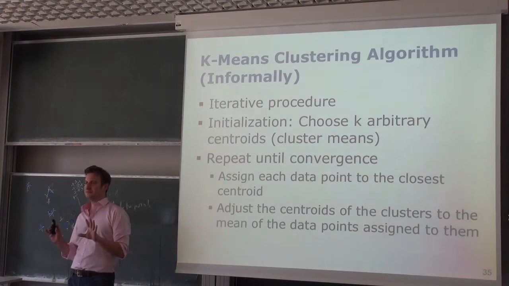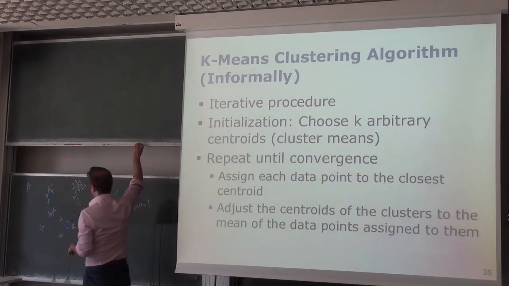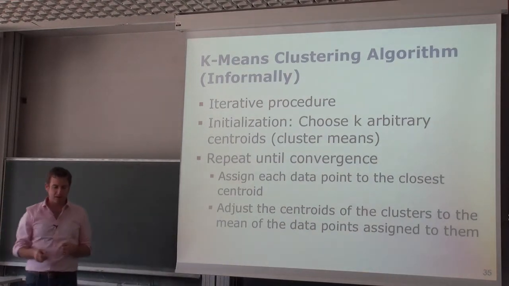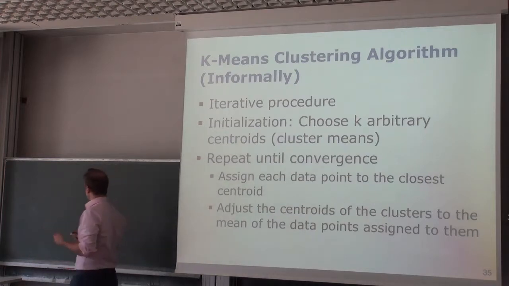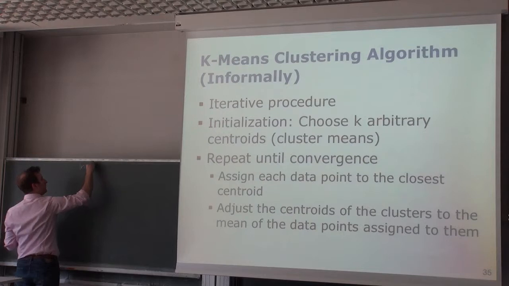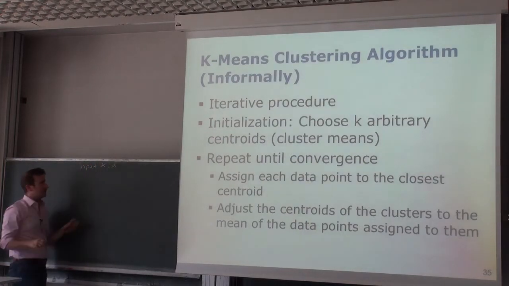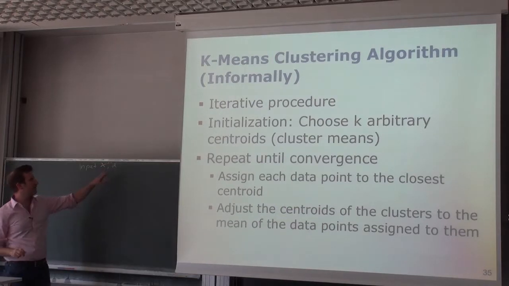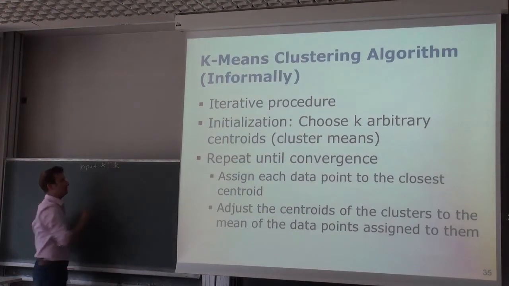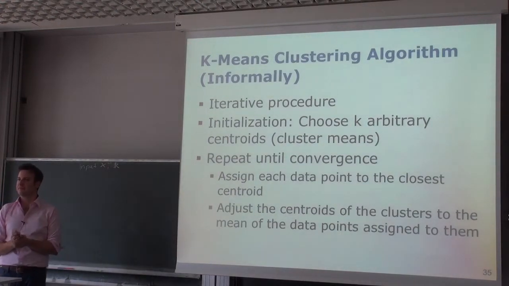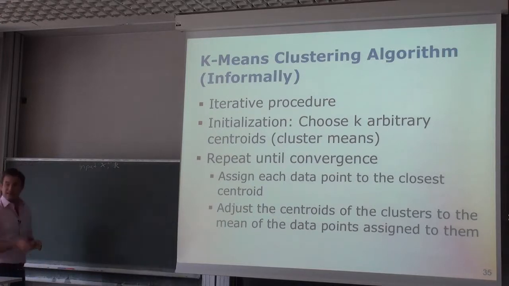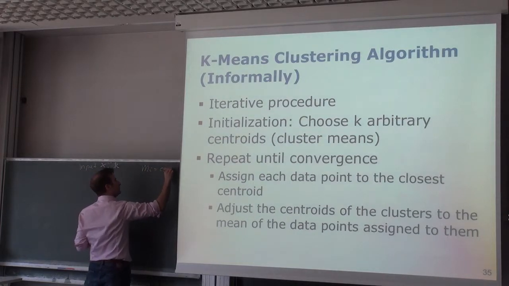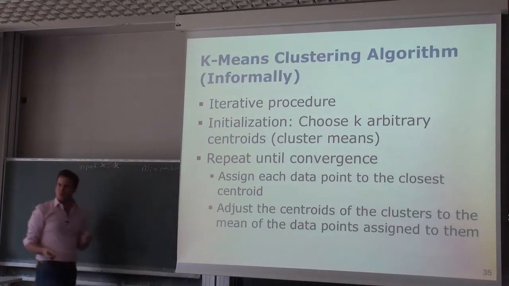Idea clear? Okay. Let's now try to write our algorithm down in a more formal way. So our input is k and our data points, from 1 to n. And k is the number of clusters that I want to have. Now the m_i are my centroids. Those are those which I want to generate.